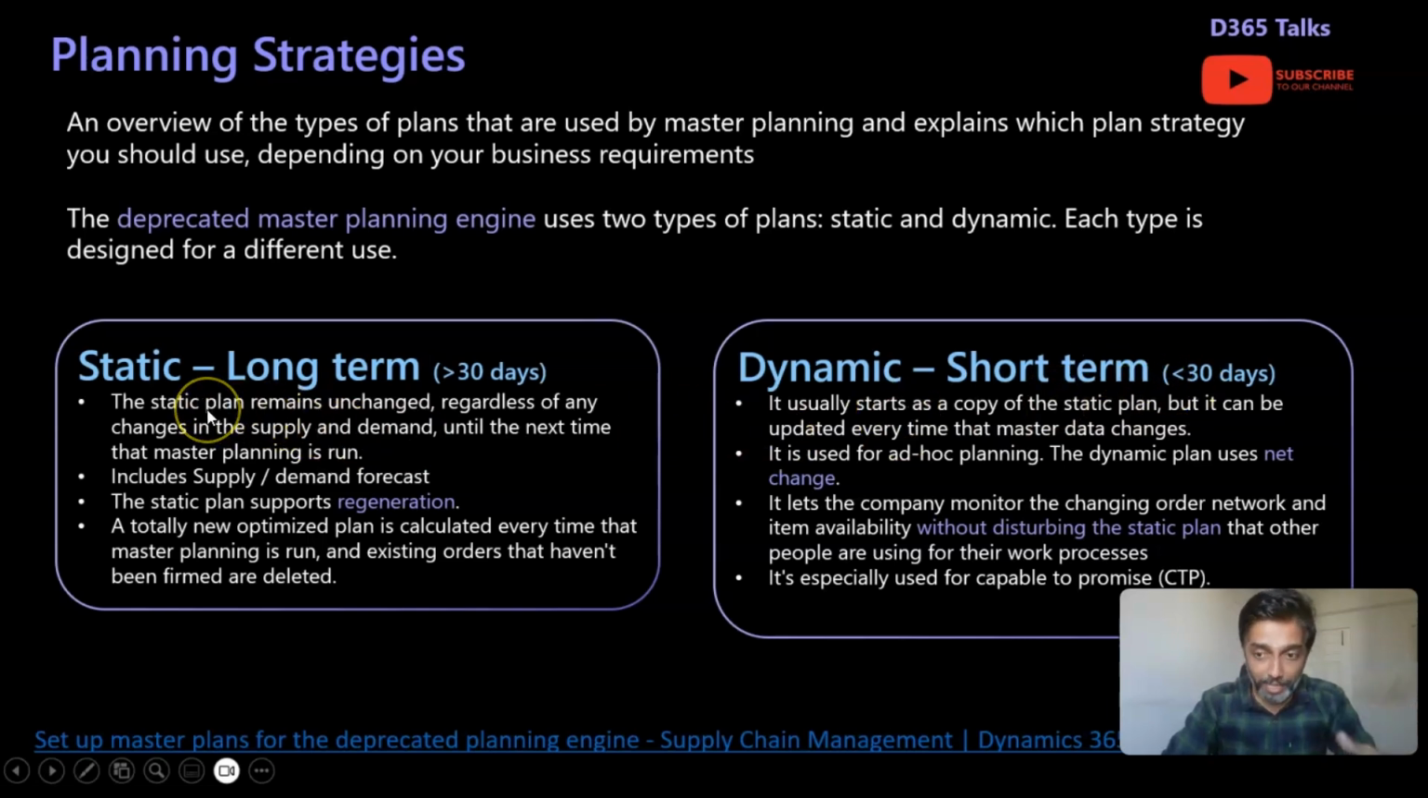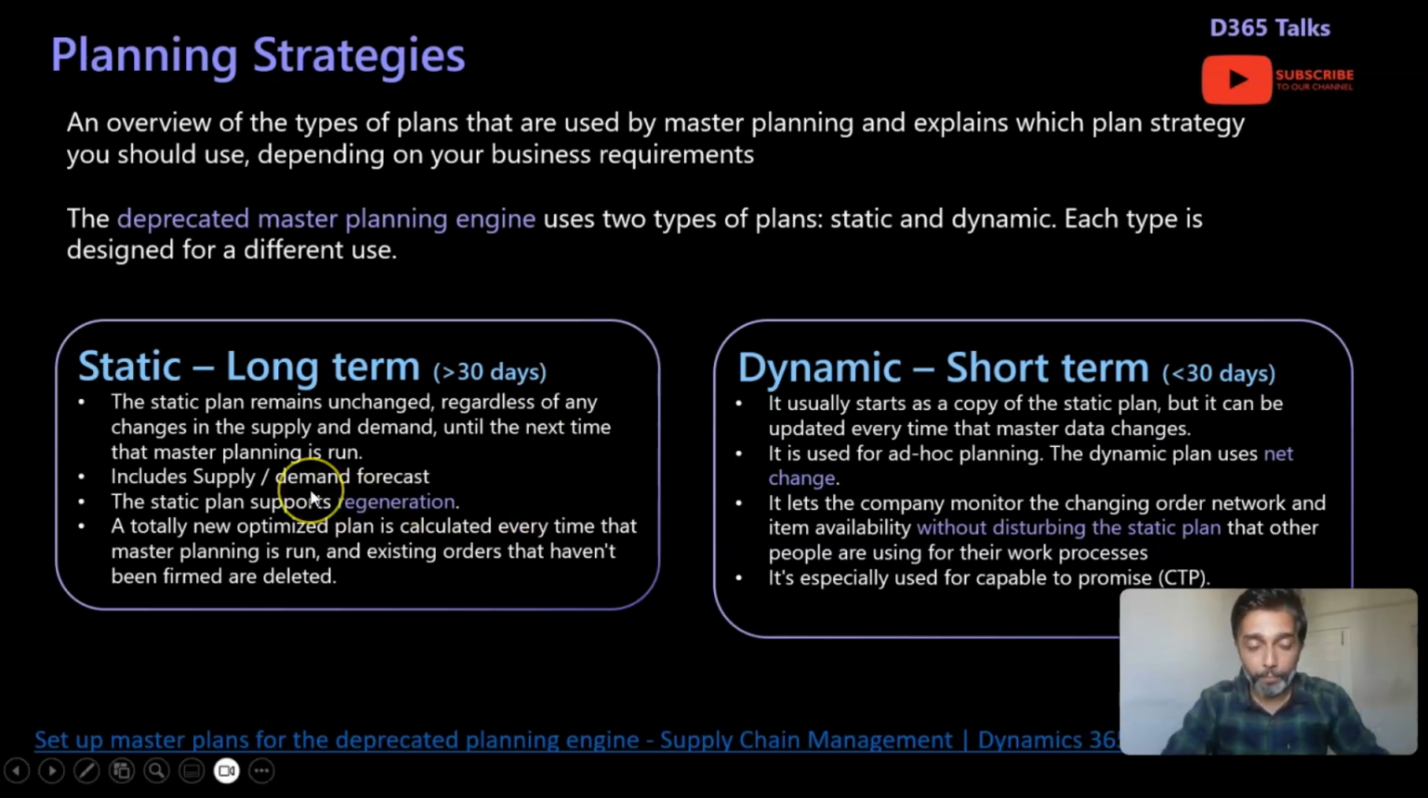The static plan also remains unchanged regardless of any changes in the supply and demand until the next time that master planning is run. So let's imagine like this: you run your master planning today on Jan 1st, and on Jan 15th you get a demand for a specific item number, but until you run the master planning again, the demand which you received on Jan 15 is not considered for your planned orders, right?